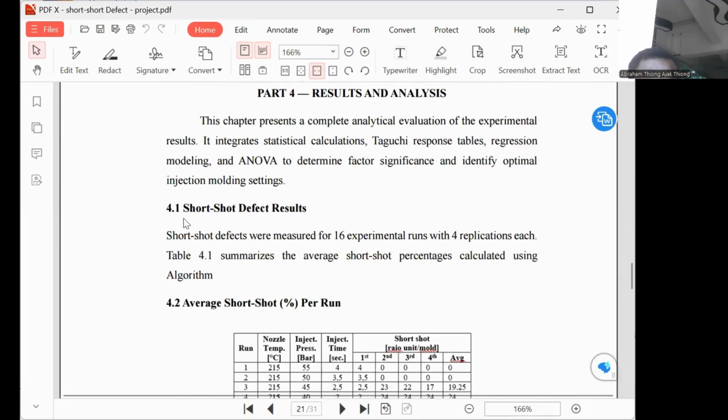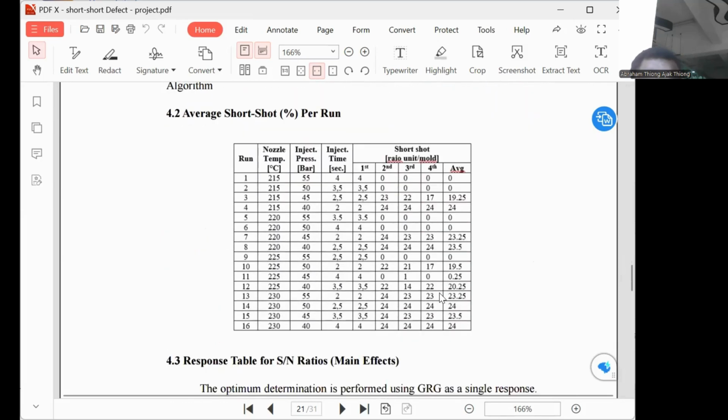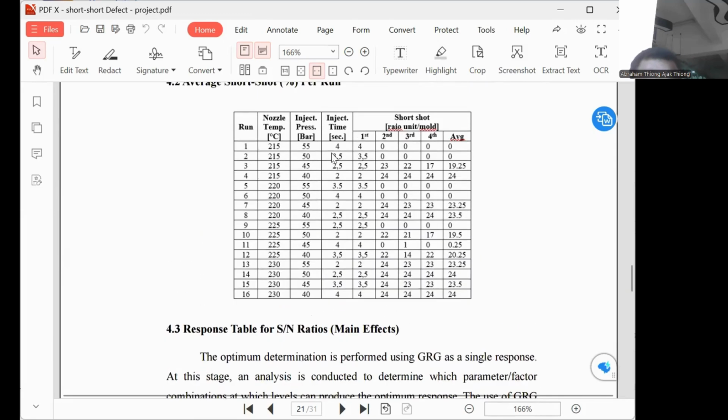After that, the short shot defect result. This result was measured in 16 experimental runs using the application. So the average is here. In the first round there is 4, the second round 0. Then we calculate the average.